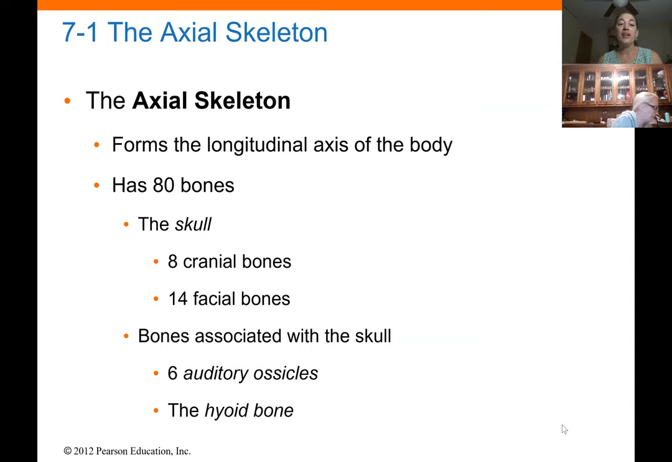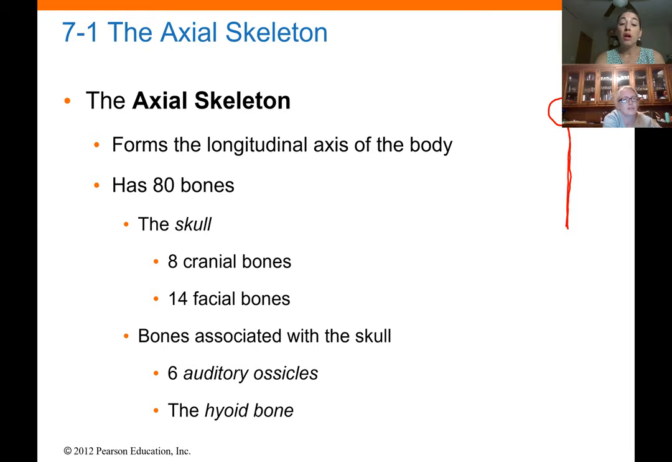Okay, so the axial skeleton. The skull is one of the major components of the axial skeleton, and it forms a longitudinal axis of the body. So longitudinal, think long. Here we have our head or our skull, and then we'll have our vertebrae surrounding the spinal column. So the axial skeleton is comprised of the skull. And so right now that's all we're going to focus on. We'll talk more about the rest of the axial skeleton later.